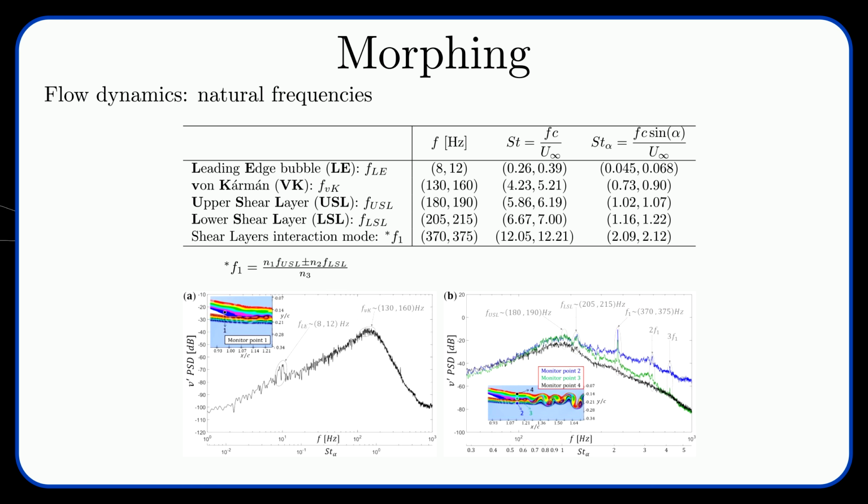Finally, a sharp peak appears in the polar spectrum around 370 to 375 Hz, along with its harmonics at higher frequencies. This peak, close to the first harmonic of the upper shear layer, corresponds to the interaction mode between the two shear layers, resulting from the nonlinear coupling. Interestingly, and drawing from chaotic dynamical system theory, despite this nonlinear interaction, the resulting frequency can be expressed as a simple linear combination of the natural frequencies of the upper and lower shear layers.